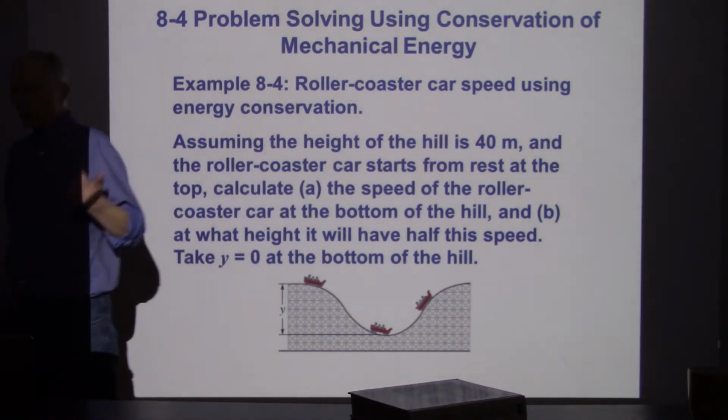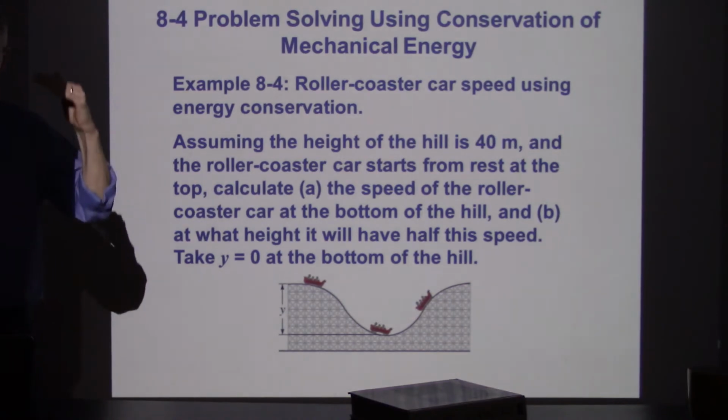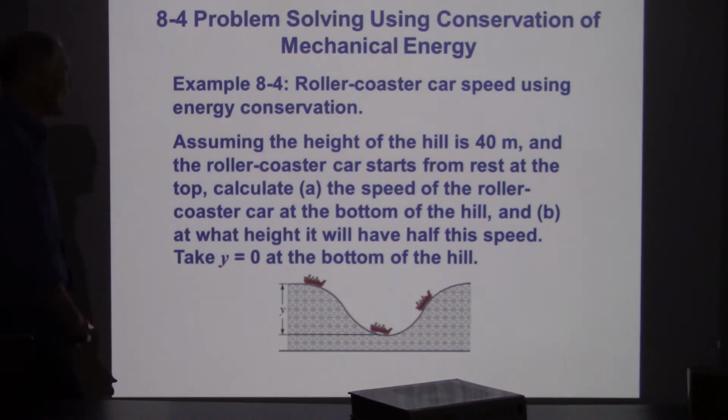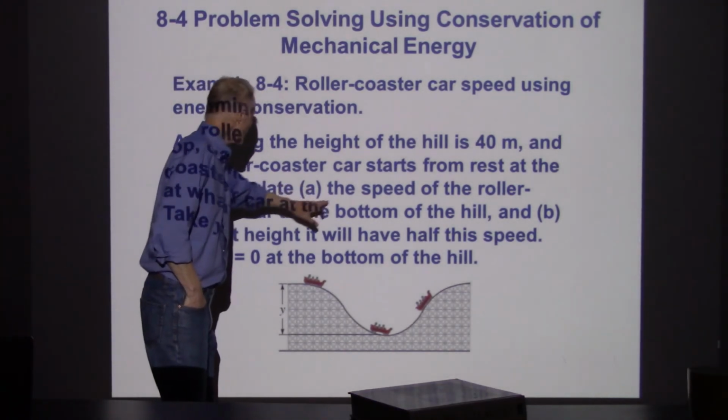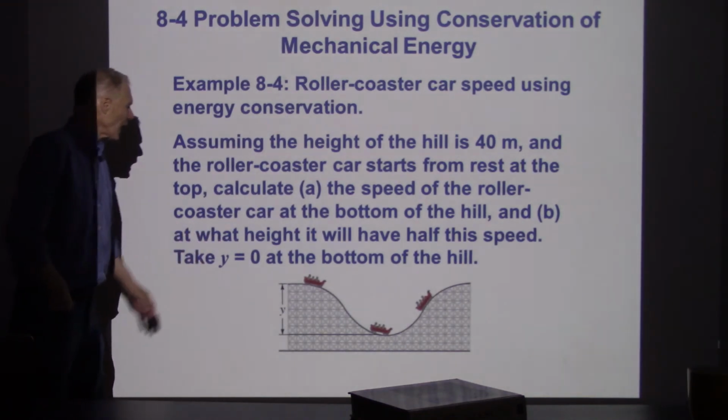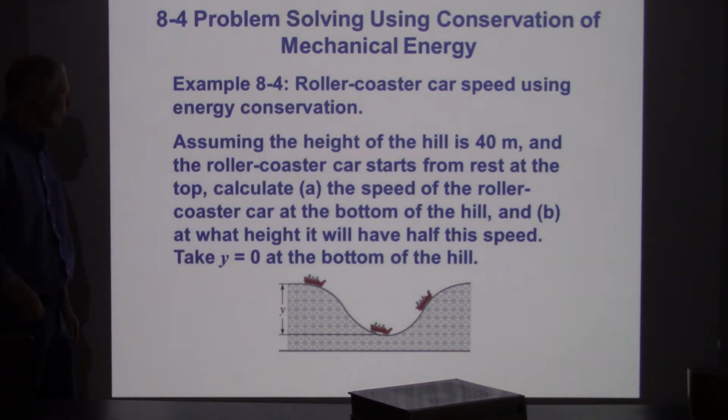So this is one of those examples where energy conservation steps up and says, you're not going to be able to solve this using force and acceleration. You've got to use energy conservation for something like this. So we want to find out what's the speed of the roller coaster at the bottom of the hill, and at what height would it be when it has half this speed.